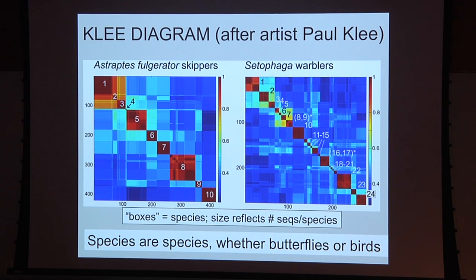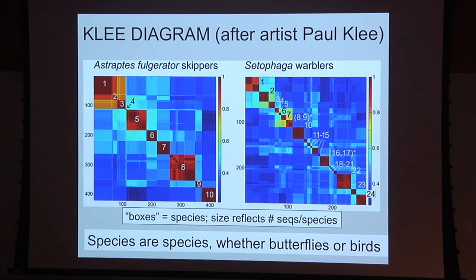Yes? How are the sequences ordered on the axis? They're ordered by neighbor joining, so they're grouped by similarity. So you designate one as a reference sequence and then... No, you just make a neighbor joining tree and then rearrange your sequences to follow whatever order is in the neighbor joining tree.